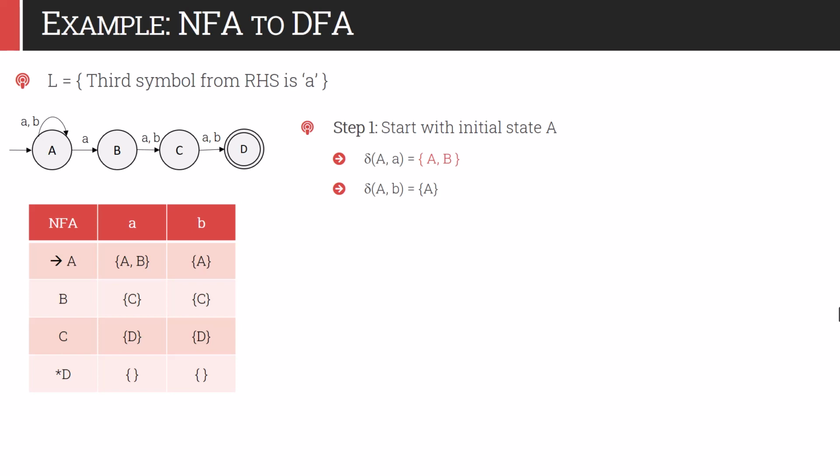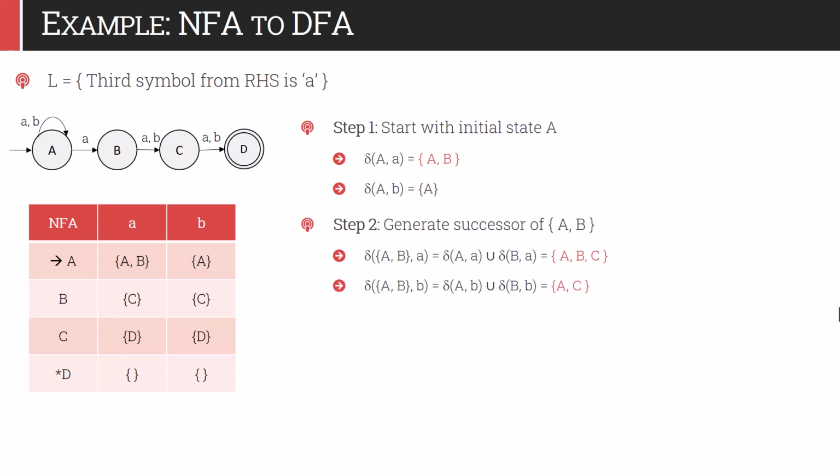On input A, the transition from A goes to state A as well as B. So AB is the new state. And on input B, it remains on A, and A is already processed in step 1, so we don't have to process it again. In step 2, we will generate the successors of the newly generated state A comma B.